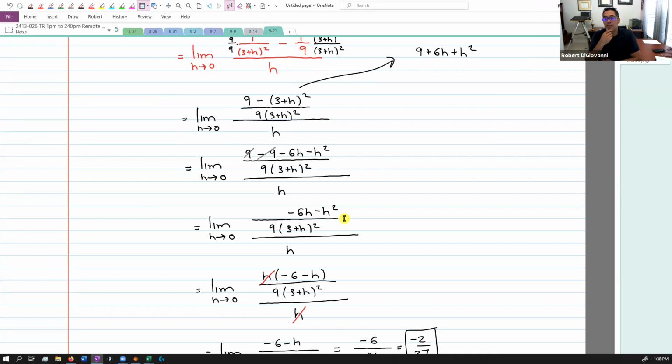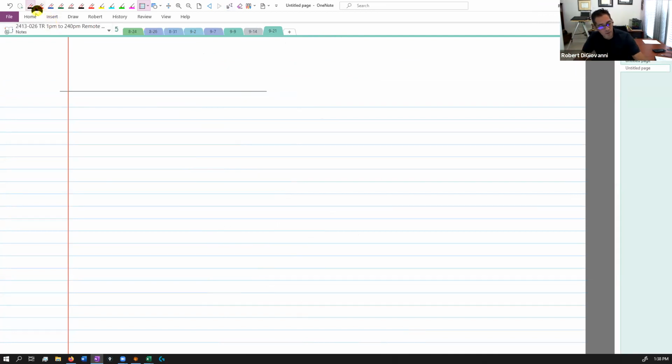Now, let me give you an example. Let's do an example of one where there's an obvious difference between which of the two to use. Okay, how about this one? Let's just find the slope. Let's not do the equation. Find the slope of the tangent to f of x equals x to the 4th at x equals 2.